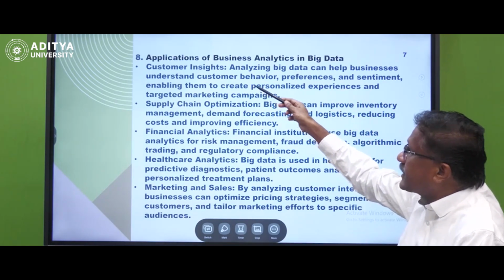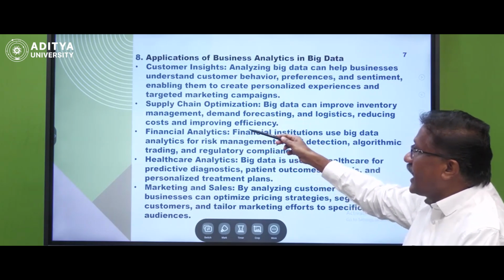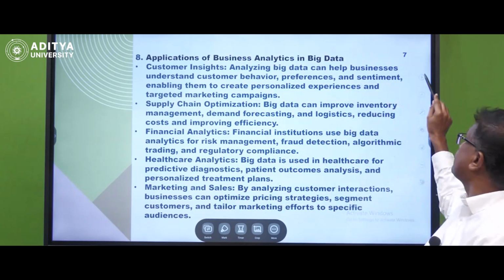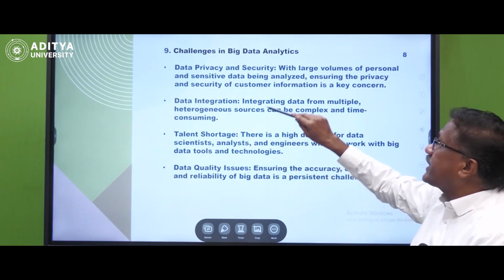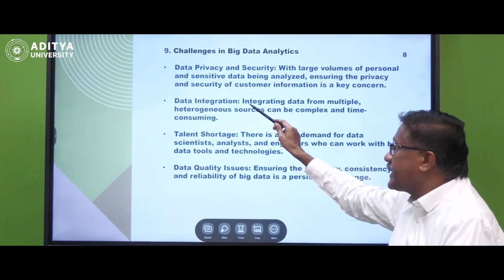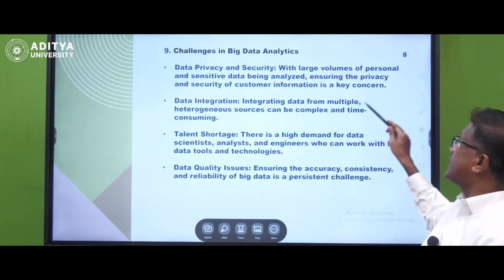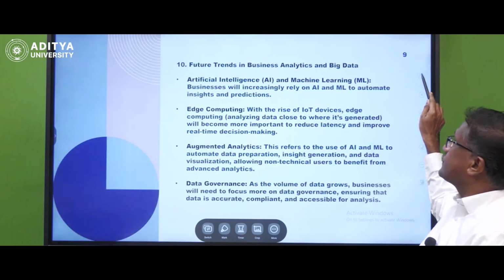For example, here: customer insights, supply chain optimization, financial analytics, healthcare analytics, and marketing and sales. And these are all the various challenges we are facing in big data analytics: data privacy and security, data integration, talent shortage, data quality issues.